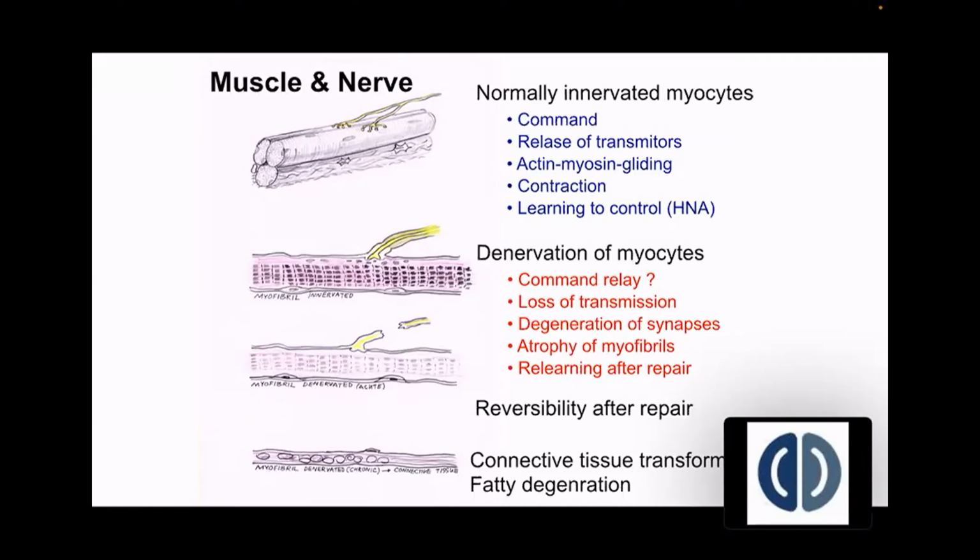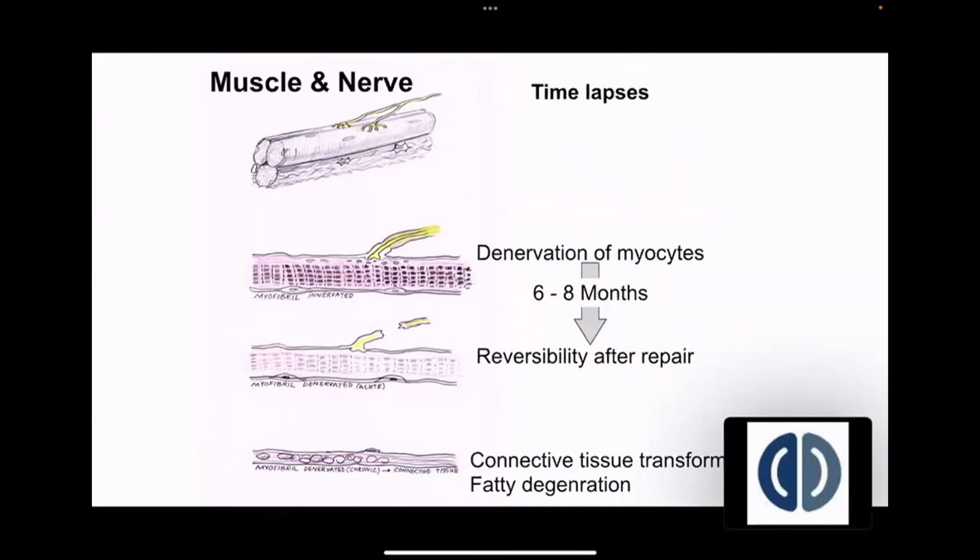So at that point, even if you reinnervate or stimulate, you're just going to stimulate a piece of cloth, not an active contracting muscle. So if we're talking about the time lapse, the denervation of the myocytes and reversibility after repairs is till about 6 to 8 months for the nerve musculature, and for certain other muscles like the deltoid muscle, it's much quicker.